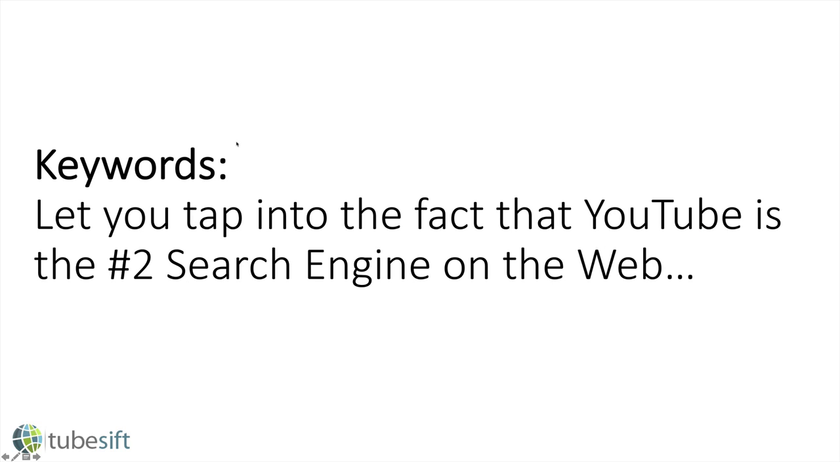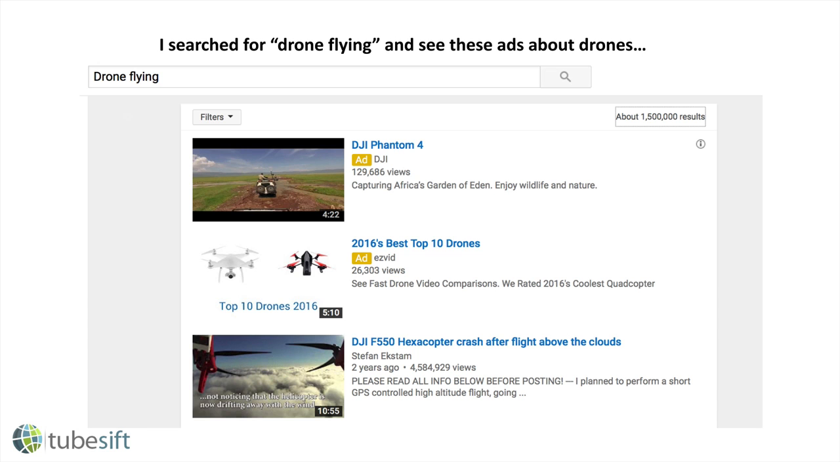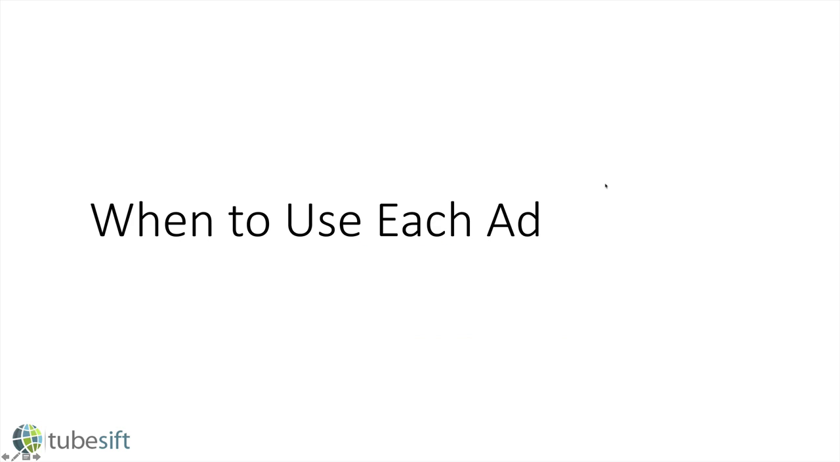Keyword targeting lets you tap into the fact that YouTube is the second largest search engine on the web behind Google. So I did a search right here for drone flying, and I see these ads pop up all about drones, like DJI Phantom 4, best top 10 drones, all that good stuff. These ads essentially shortcut all of the other videos that have 4.5 million views. They jump right in front of those and allow you to put your ad at the very top of the search engine results. So you can see how that works.